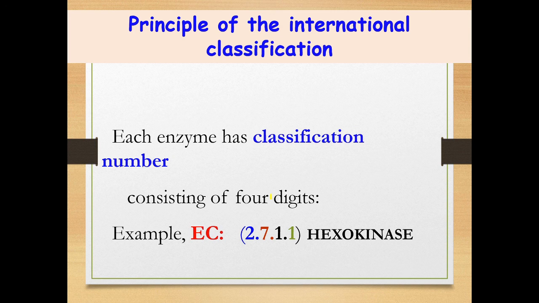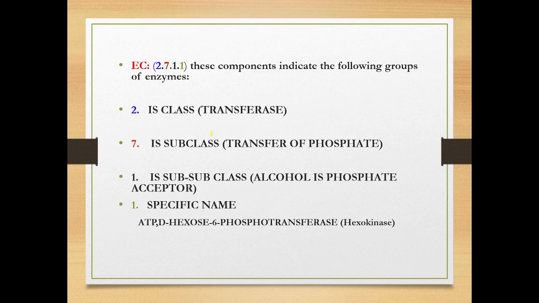And each enzyme has a classification number. Just remember it. For example, the enzyme hexokinase has the number 2.7.1.1, four digits. 2 is the class here. Transferase, it comes under the group transferase. 7 is the subclass, transphosphorylase.